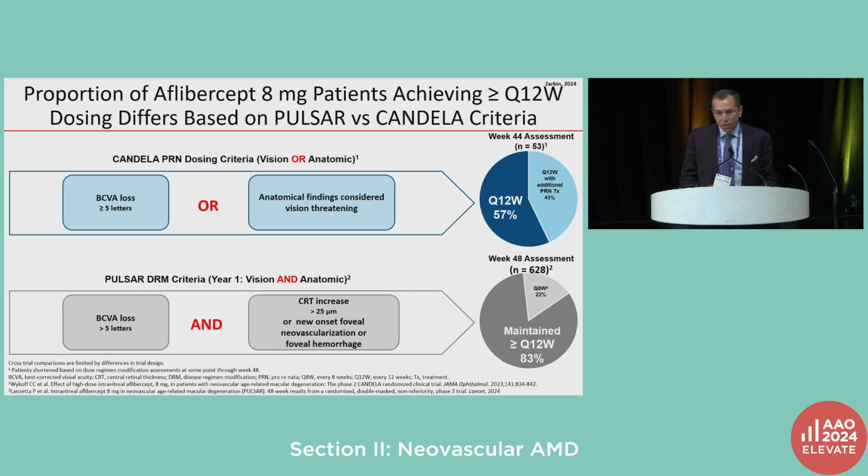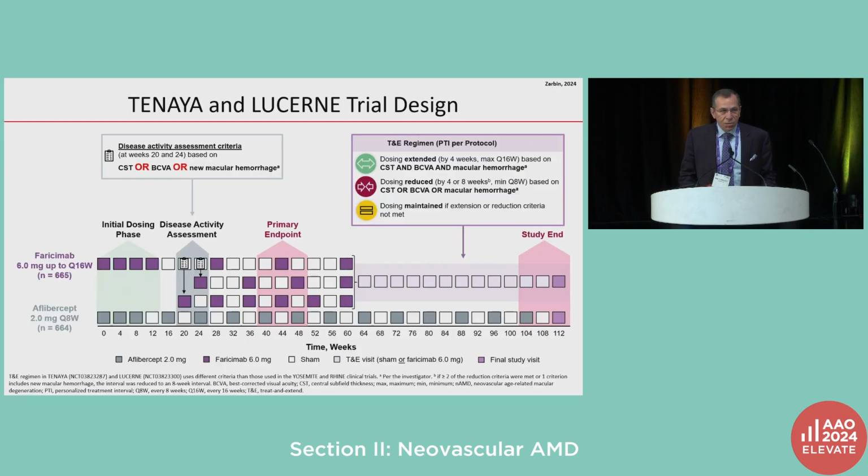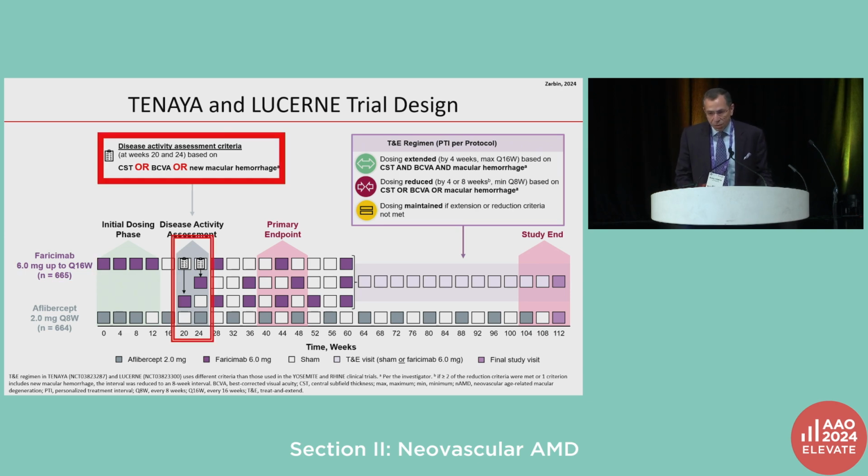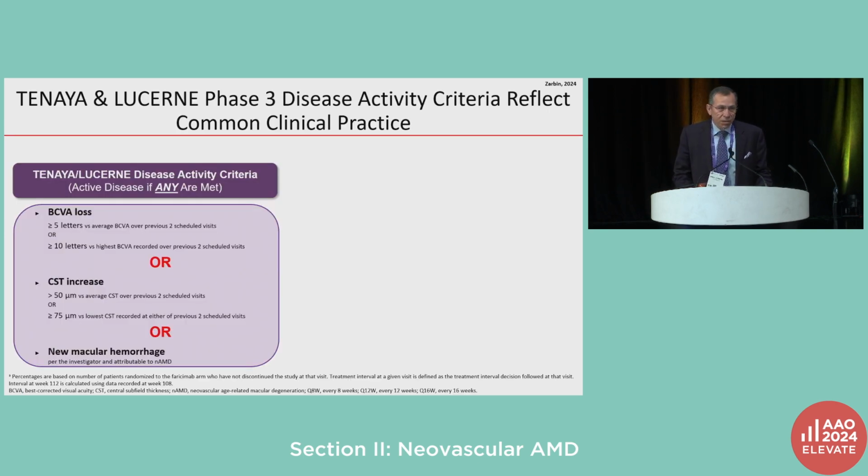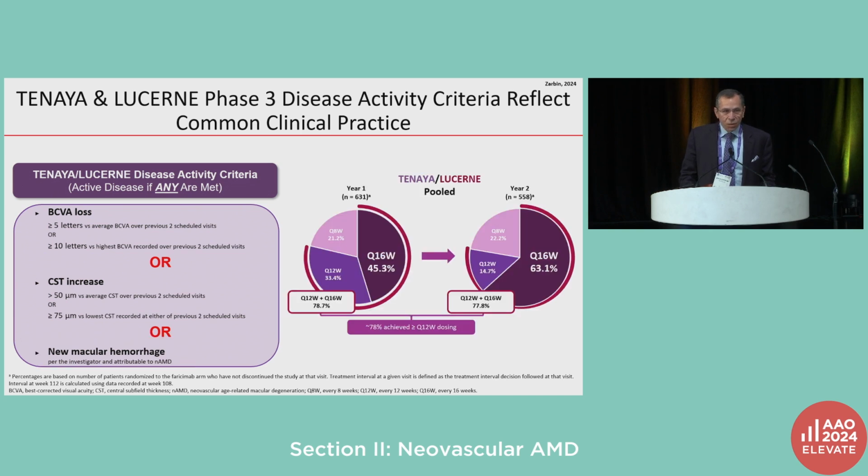Well, in Tenaya and Lucerne, 2 milligram aflibercept Q8 was compared with faricimab 6 milligram, and among the patients randomly assigned to faricimab, there were disease assessments at weeks 20 and 24. Now, in this trial, if there was a change in vision or a change in the OCT or new macular hemorrhage, an injection had to be given. And at years 1 and 2, about 78% of the patients could be maintained with injections every 12 weeks or longer.